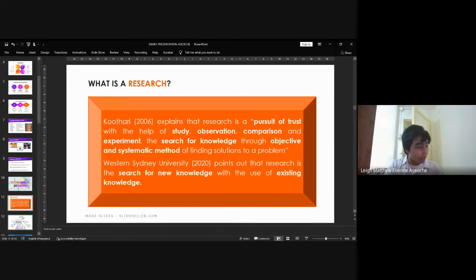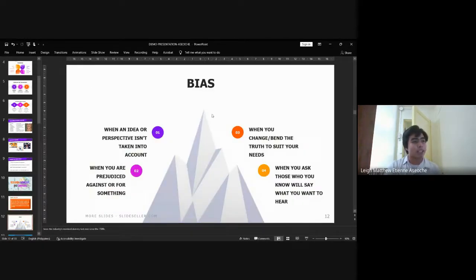Okay? Now, under research, we have certain characteristics. The first one is bias. Okay, what do we mean by bias? This is not the bias that we commonly know in K-pop, okay? In the context of research, bias is when an idea or perspective isn't taken into account.